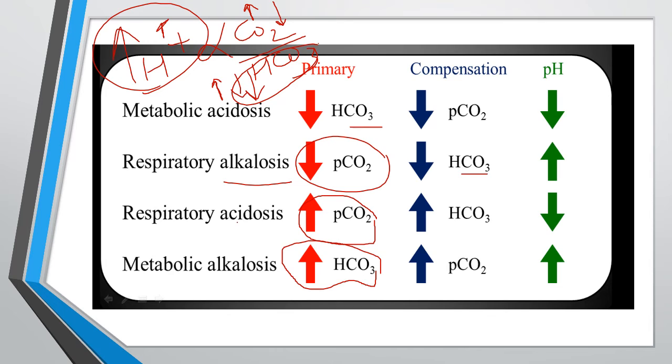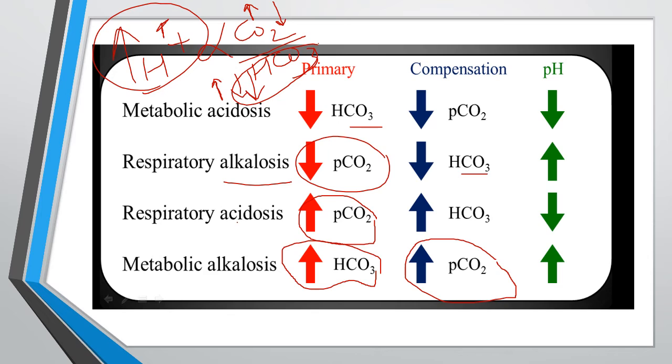So how will the body get the pH back down to normal? It has to increase the carbonic acid. So how will it increase carbonic acid? It will increase the carbonic acid by CO2 retention. So there will eventually be the compensation of raised PCO2.